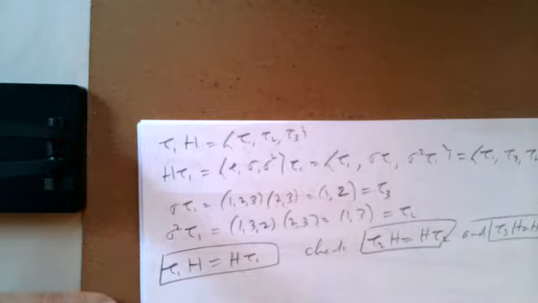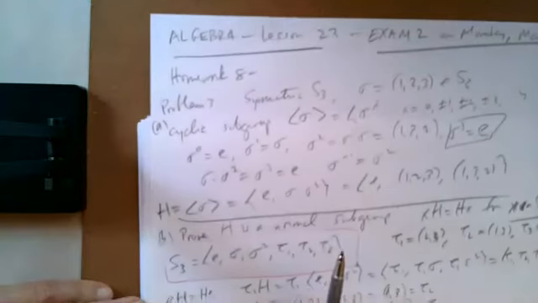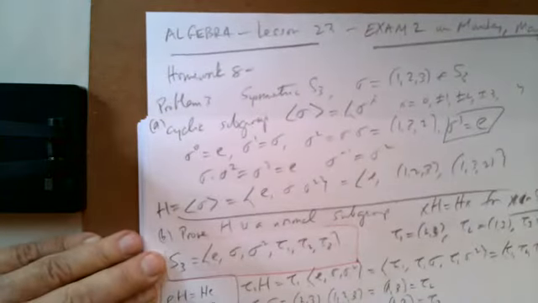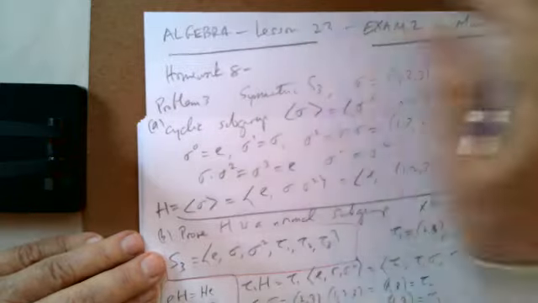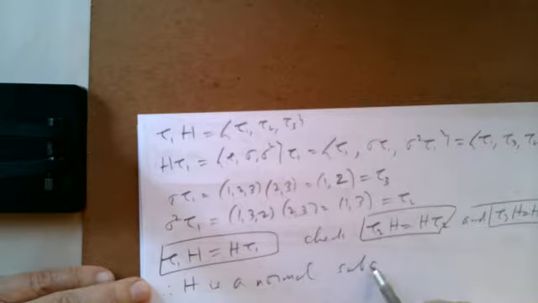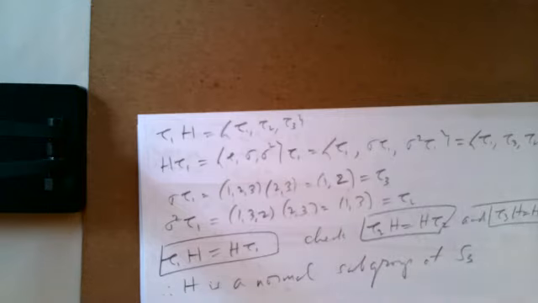And we already had that the right and left cosets were the same when you multiply H on the left and the right by E, sigma, or sigma squared. So this is a direct proof that H is a normal subgroup of S3.